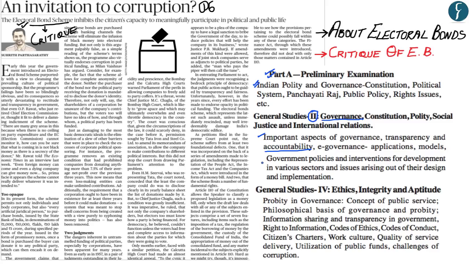Apart from that, the electoral bond scheme would also be placed in government policies and interventions for development in various sectors. And the critique of electoral bonds would also be placed in issues arising out of their design and implementation. And lastly, it would also be placed in GS paper 4 within the section information sharing and transparency in government, and also with regards to challenges of corruption.